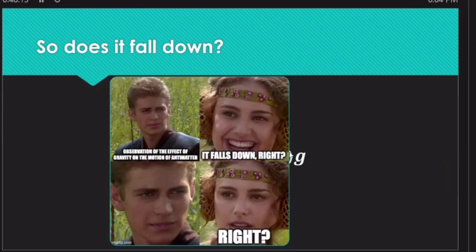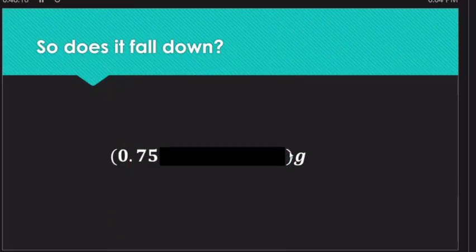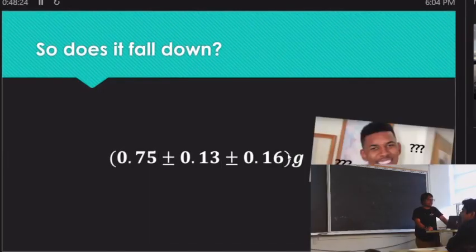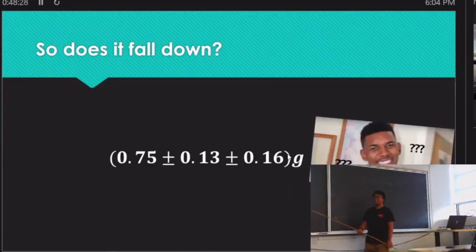No takers? Okay, it is 0.75 G. And if you've taken a lab course, you'll know what's behind there. Plus or minus 0.13, plus or minus 0.16. So, like, does it fall down?